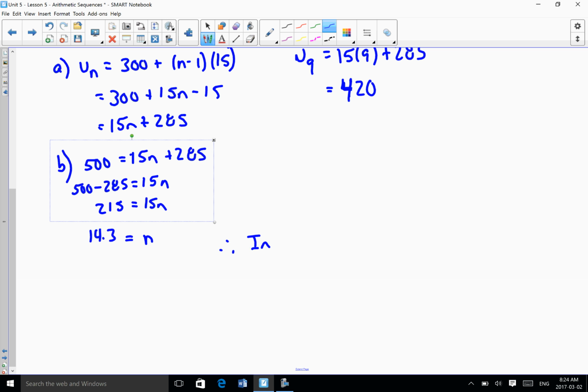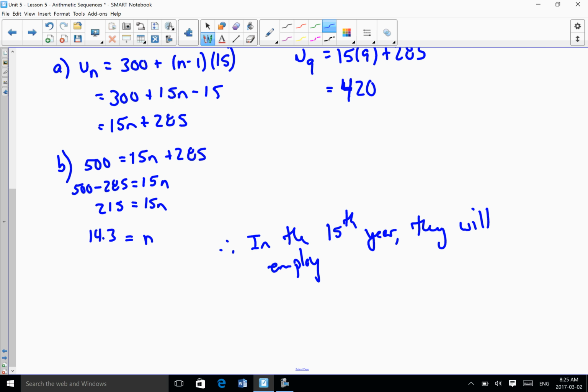In the 15th year, they will employ at least, they're actually past 500. Okay, but when we come across a decimal, we're going to actually have to round up all the time to solve the actual question, because we have a term that's partway between terms, and that's not possible.